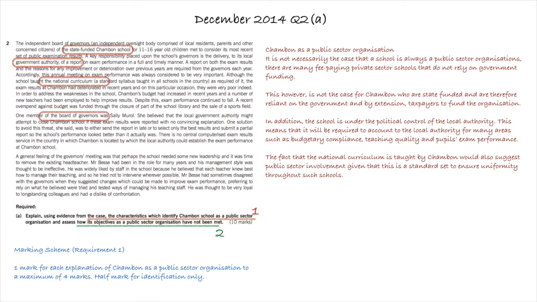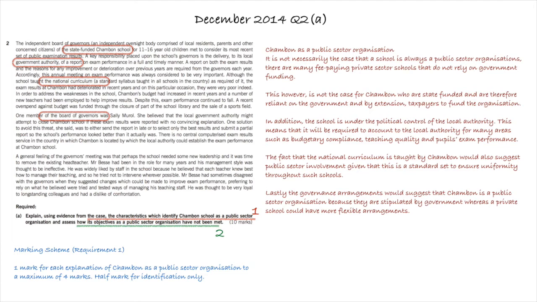And lastly then, for our 4 points we need to make, the member of the Board of Governors, and we're told that the Board of Governors is made up of local residents, parents, other concerned citizens. Well, that suggests it's a public sector organisation because that makeup is stipulated by government, whereas private schools could have more flexible arrangements. So the structure of the Board of Governors would also suggest that.